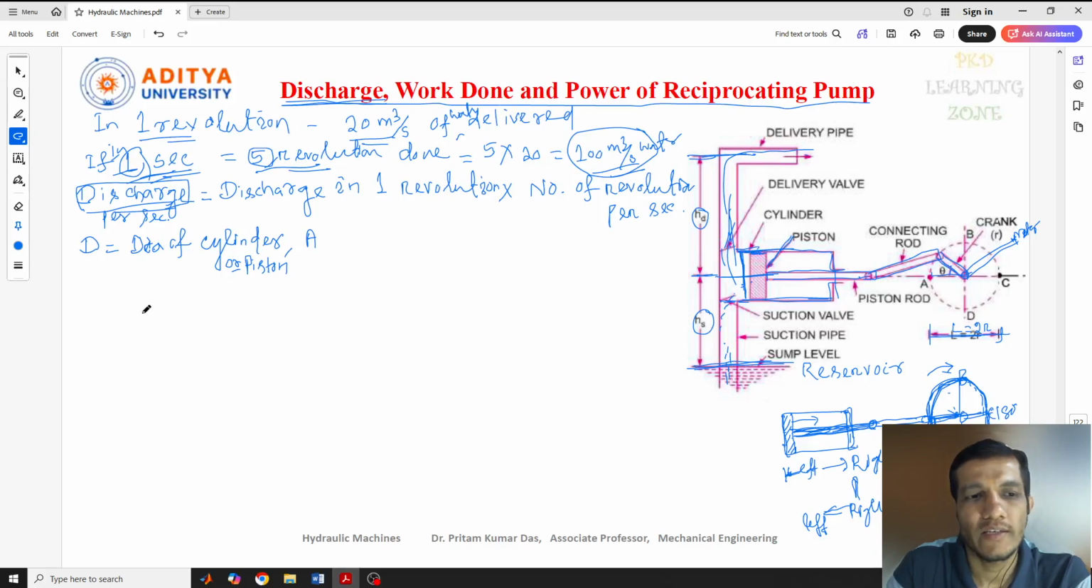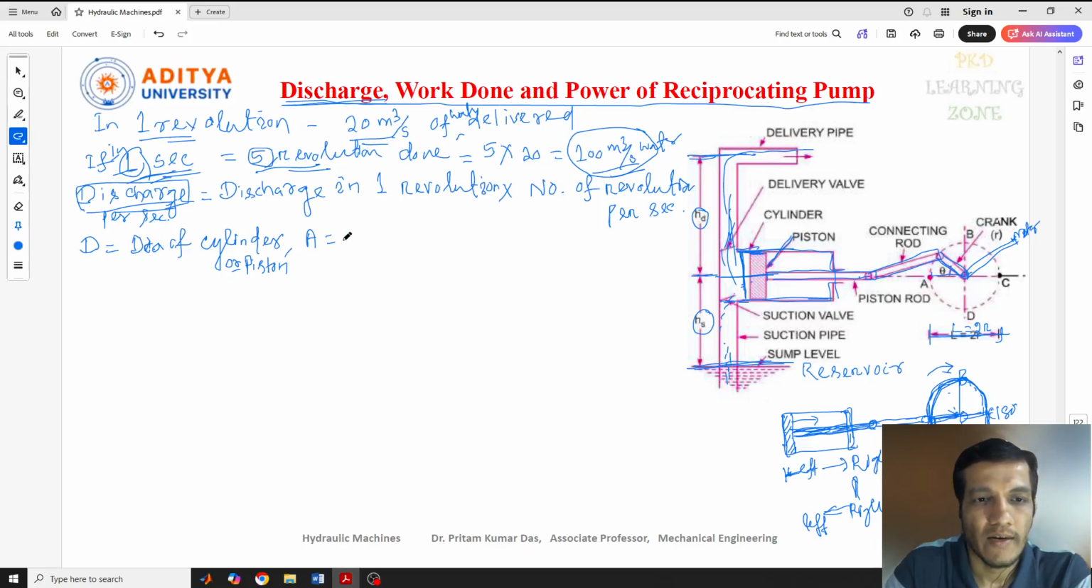So that's why we consider the diameter of the cylinder and piston both to be nearly equal. Sometimes in the question it will be given: let us consider the diameter of the cylinder and piston both are the same, say 20 mm or 30 mm. But the clearance between the piston and cylinder will be very minimal.